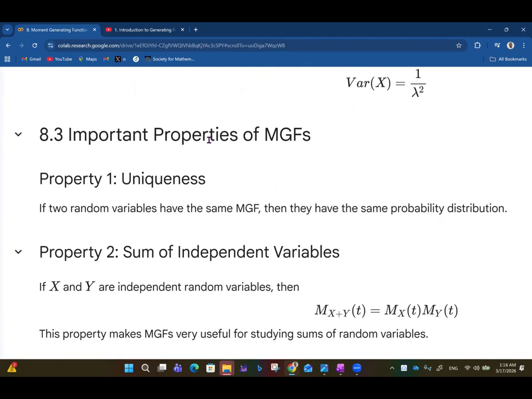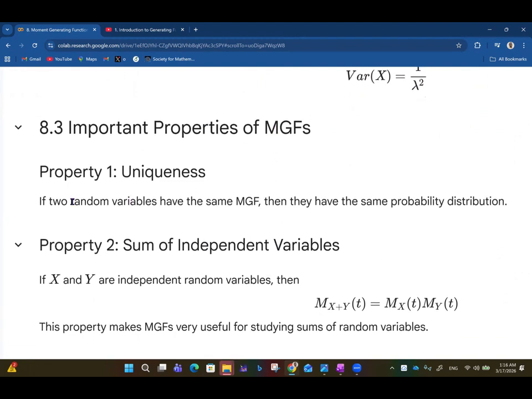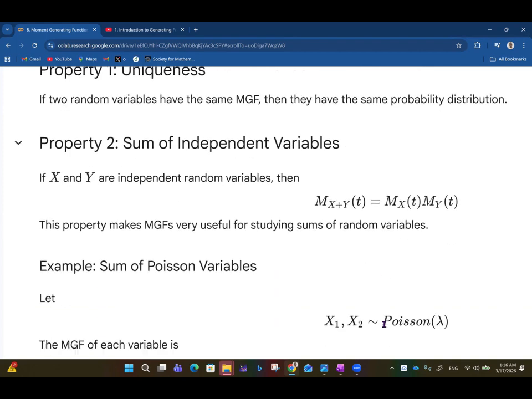So important properties of moment generating functions. Property 1, it is uniqueness. If two random variables have the same MGF, then they have the same probability distribution. Property 2, sum of independent variables. If x and y are independent random variables, then m sub x plus y of t is m sub x of t times m sub y of t. This property makes MGFs very useful for studying sums of random variables.